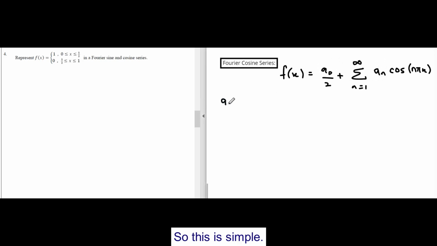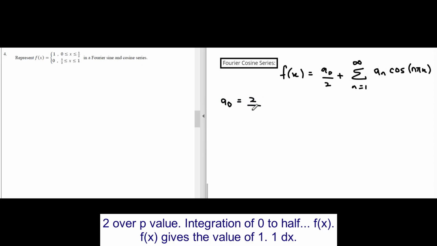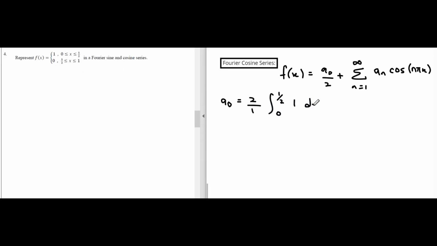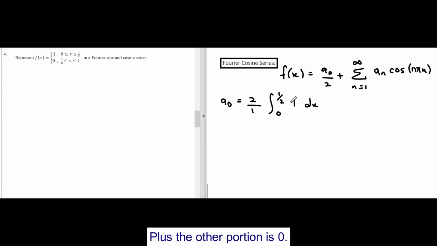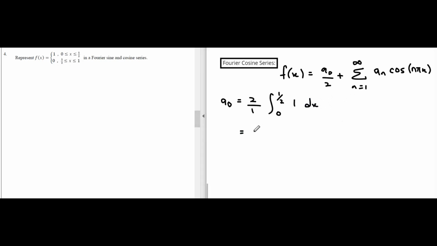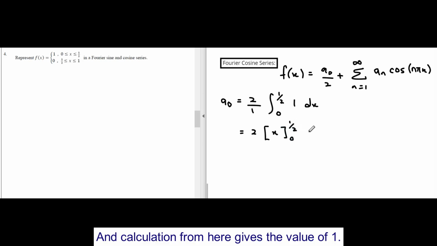So this is simple. 2 over p value, integration of 0 to half f(x) gives a value of 1 dx, plus the other portion is 0, so we can omit. And calculation from here gives the value of 1.